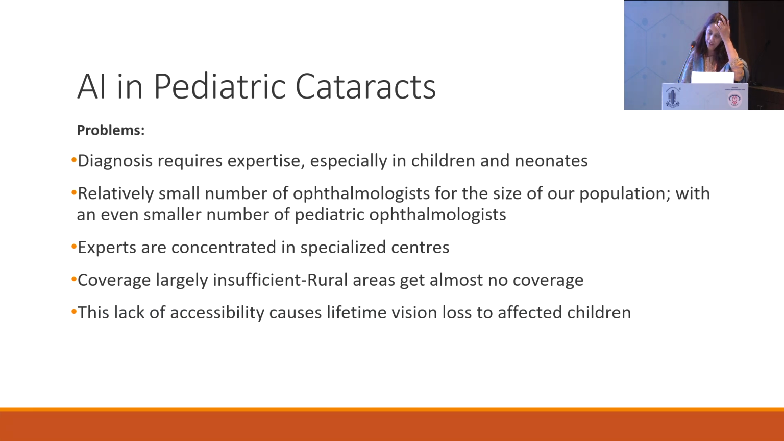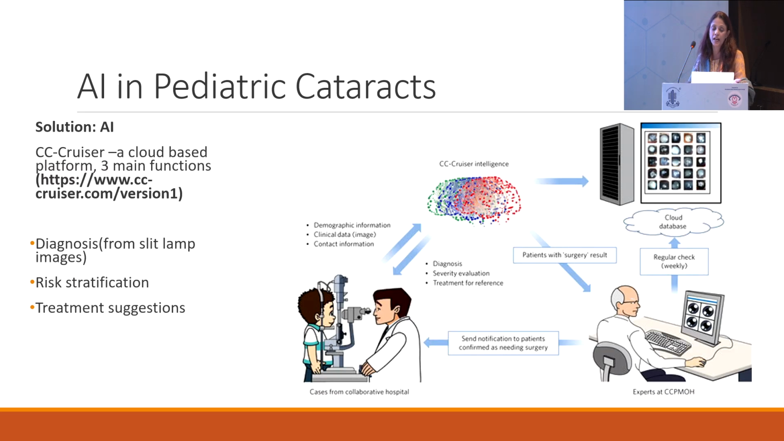Then let's talk about the pediatric cataracts. Now, pediatric cataracts, again, requires expertise, especially for neonates. And again, the pediatric ophthalmologist number is relatively very, very less as compared to the total number of ophthalmologists in the world. And experts are usually concentrated in the specialized centers, as obviously Sir was from a specialized center. And hence, rural coverage is very, very less. So this lack of accessibility is very challenging, and maybe if we are able to develop something in the field of pediatric cataracts, it will be very good as an AI tool.